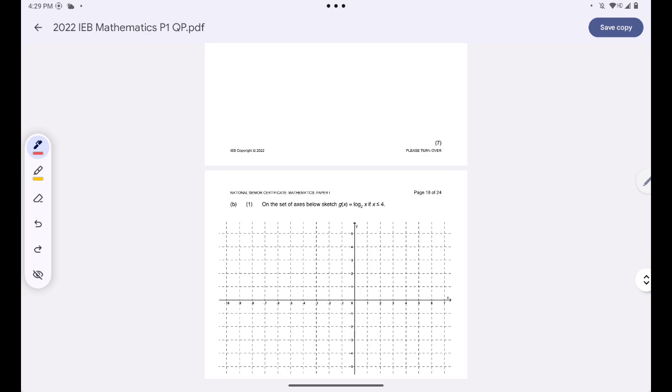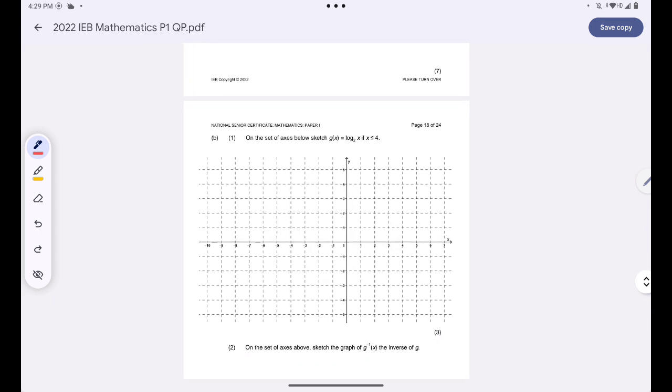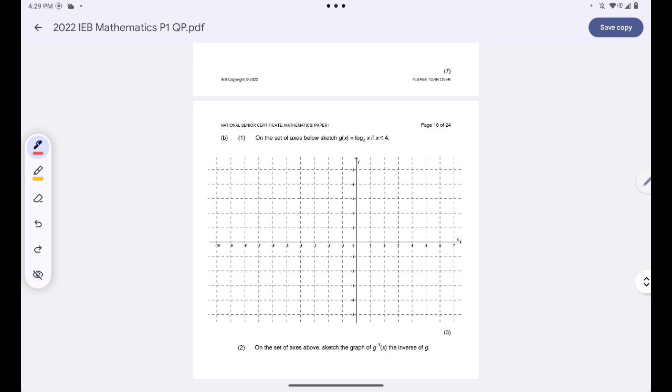Okay, now let's move to B. Now we are told that on the same set of x's below, sketch the graph of log 2x, and x is less than or equal to 4.